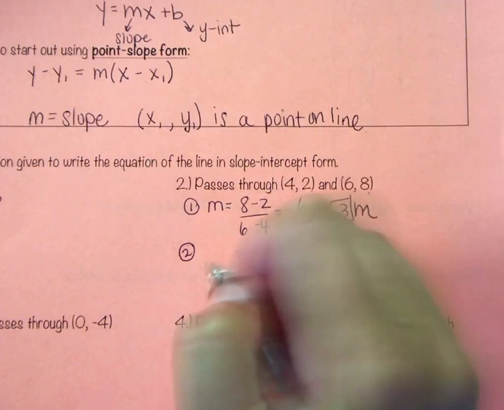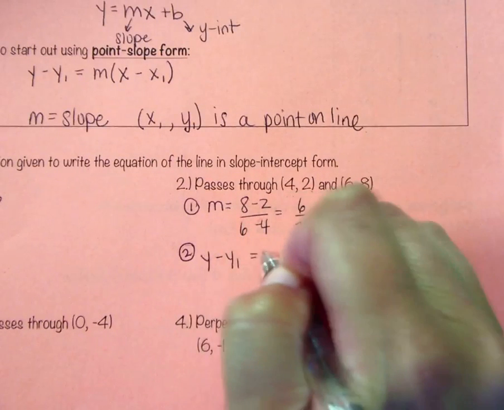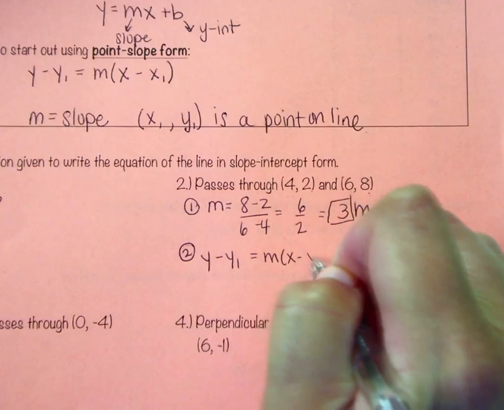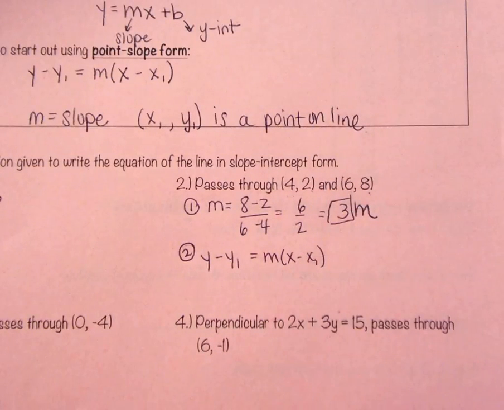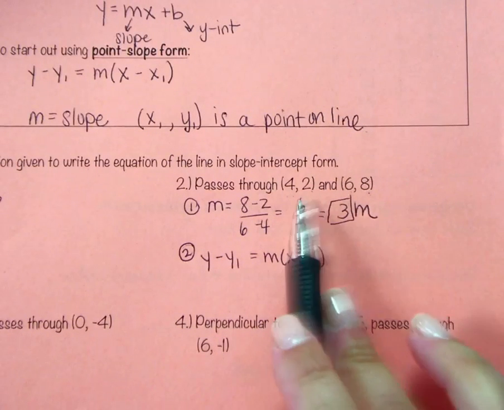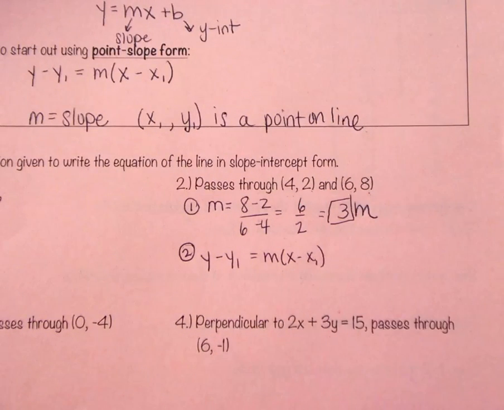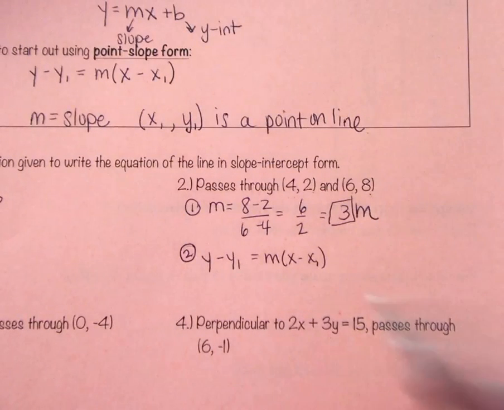All right, once we have that slope, then we can take that slope and choose either one of those points to use in our point-slope form. It is completely your decision which of these 2 points you choose. It makes absolutely no difference. I usually just pick the first one just because.